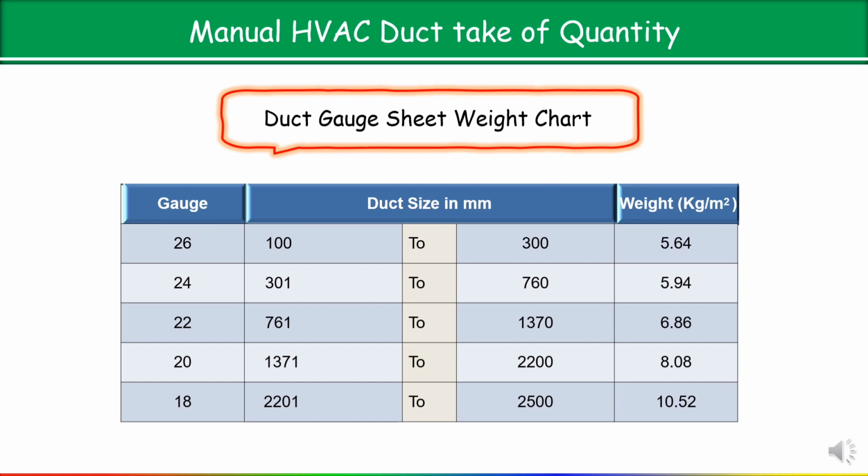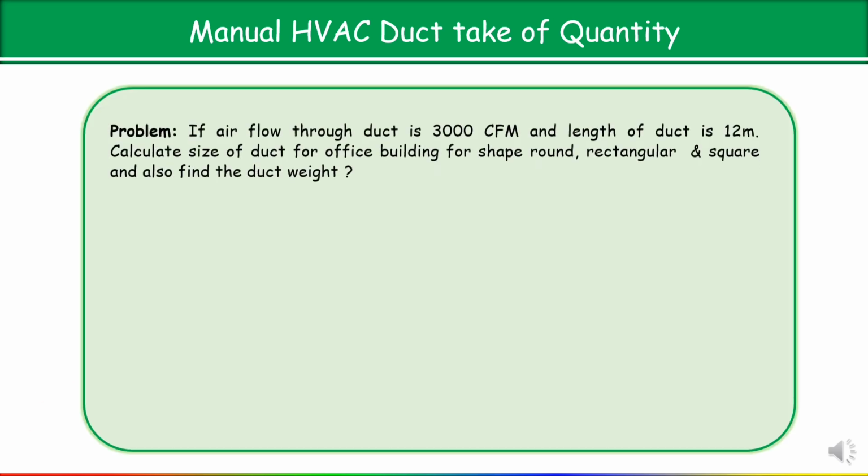Let's see one example. Here I have taken one problem. In this problem, what is written? If airflow through the duct is 3000 cubic feet per minute CFM and the length of the duct is 12 meter. The air discharge flow rate is given as 3000 CFM and the length of the duct is 12 meter. Now we have to calculate the size of the duct for an office building, for round, rectangle and square shapes, and also find the duct weight. So see how it is possible.